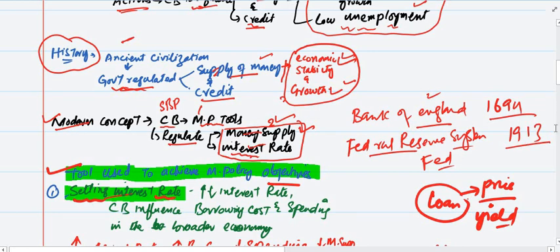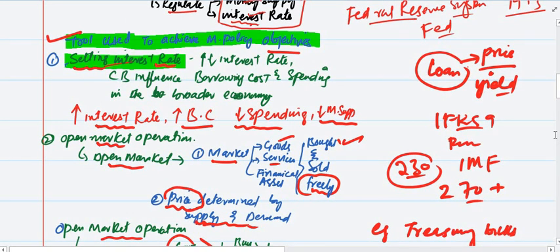Now let's talk about the tools which are used by the central banks to achieve the monetary policy objective. And we have already discussed what the monetary policy objectives are. The first one is low inflation. The second one is stable growth. Reduce unemployment, and also to regulate the supply of money. These are all the economic objectives which the central bank wants to achieve through monetary policy. Now, setting interest rate.